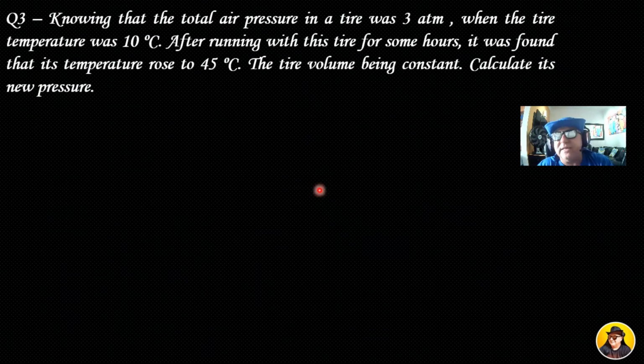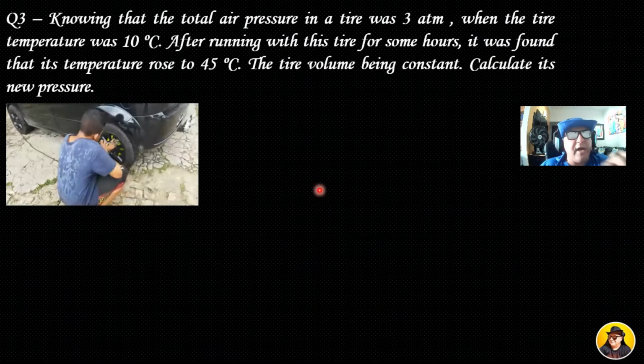So it was question number 2. We've done it. Let's see question number 3. Knowing that the total air pressure in a tire was 3 atmospheres when the tire temperature was 10 degrees Celsius. Celsius again, I have to convert. After running with this tire for some hours, it was found that its temperature rose to 45 degrees Celsius. The tire volume being constant, calculate its new pressure.